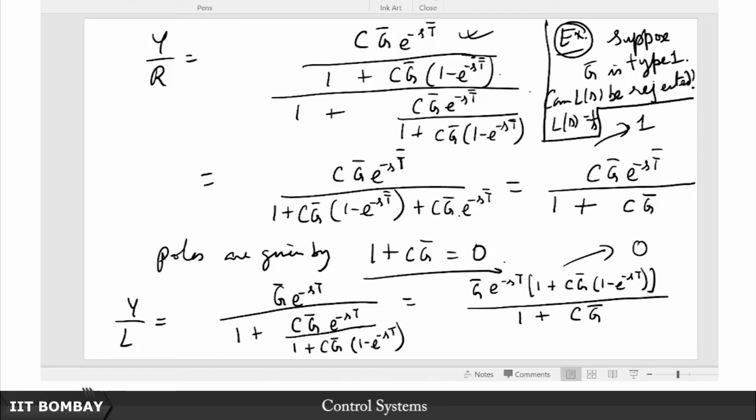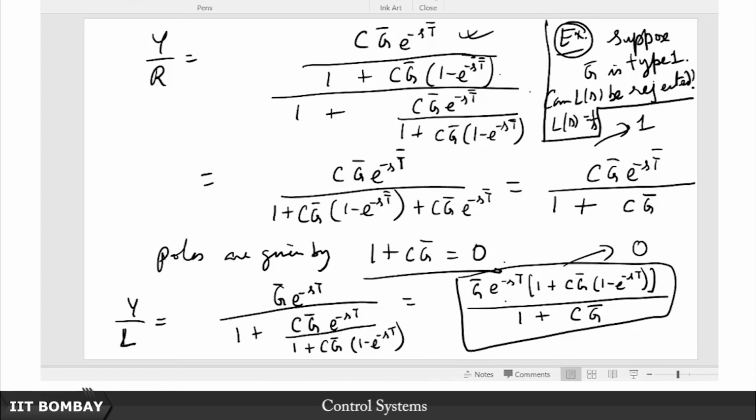But now if you want to find out if this transfer function is good enough to reject this load disturbance, you will have to apply the final value theorem, with L(s) equal to 1 by s, and apply s times this. So s and 1 by s cancel out.